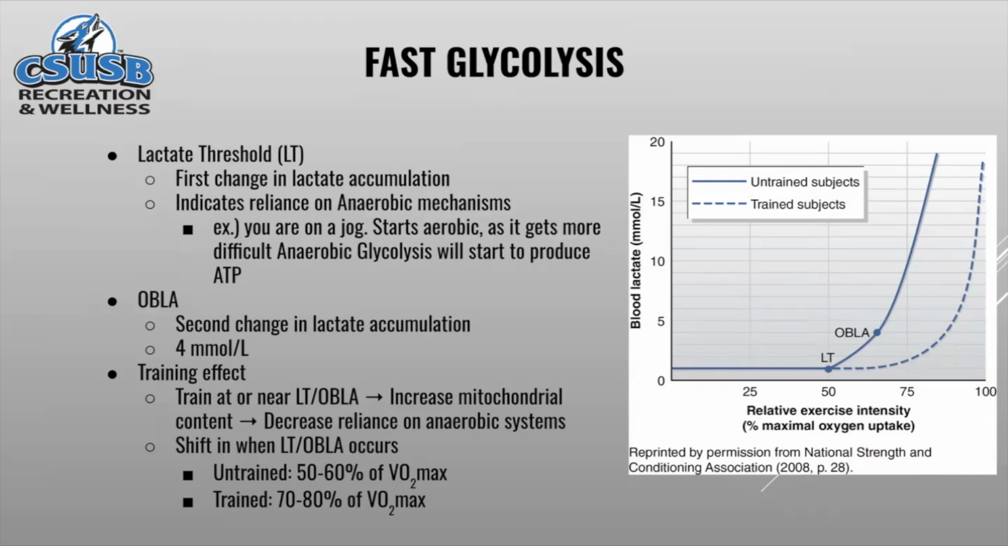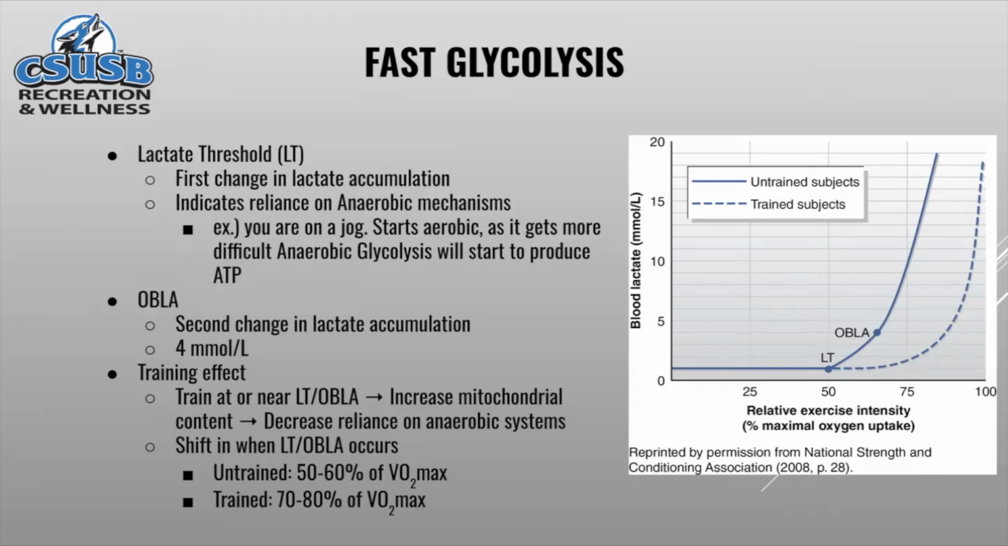We can leverage this occurrence by training at this point, right? We can check via an exercise test when our blood lactate starts to increase, and we can train at that intensity. What this will do is increase our mitochondrial content, and it'll also decrease reliance on anaerobic systems, because we're training at the point at which our aerobic system is at a high level of stress, and we're going to push its ability to stay in an aerobic state.